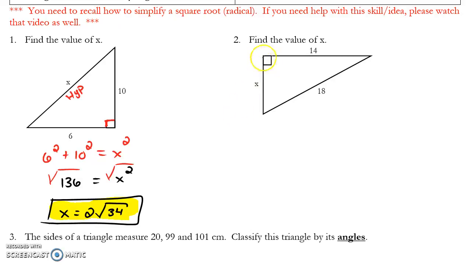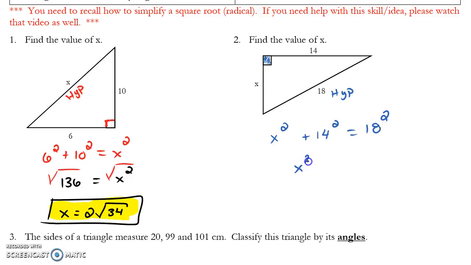Number 2 is a little bit different because my right angle is here, x is here. X is actually a leg. 18 is my hypotenuse. So it's not always number squared plus number squared equals variable squared. It's always leg squared plus leg squared equals hypotenuse squared. In this case, x is a leg, so it's x squared plus 14 squared equals 18 squared. Leg squared plus leg squared equals hypotenuse squared.